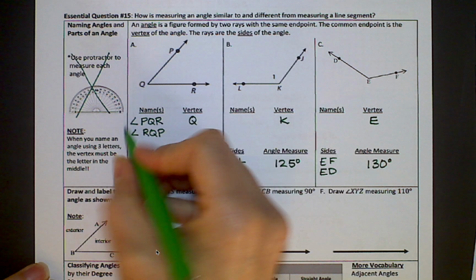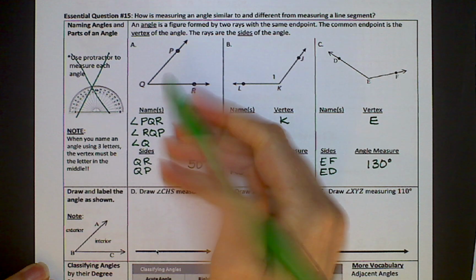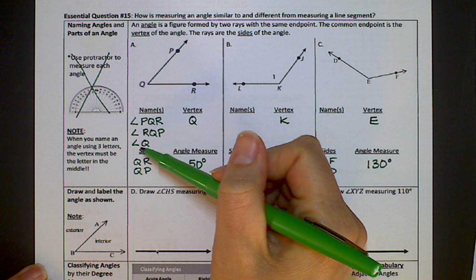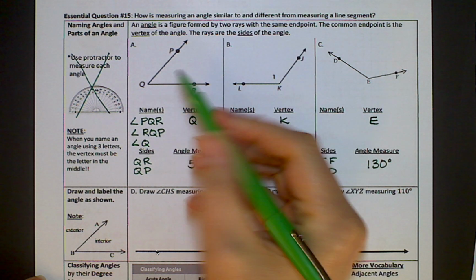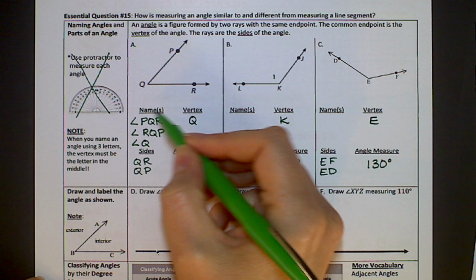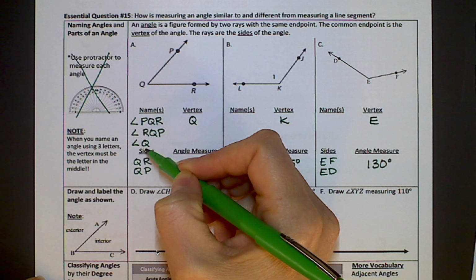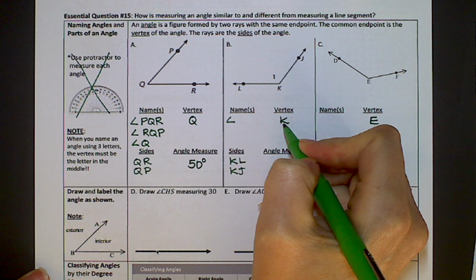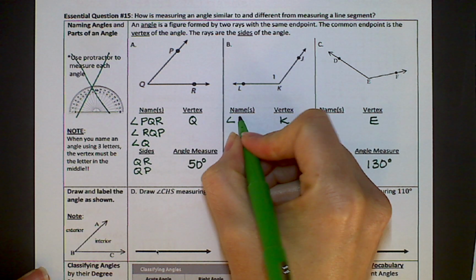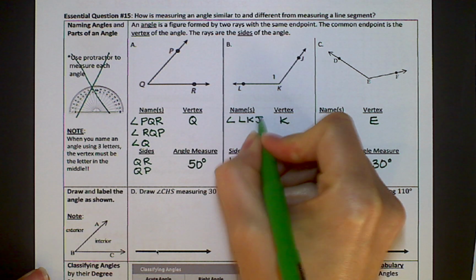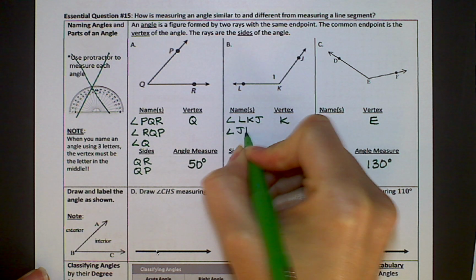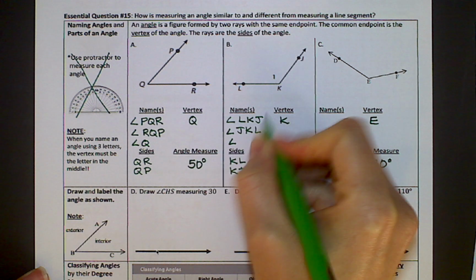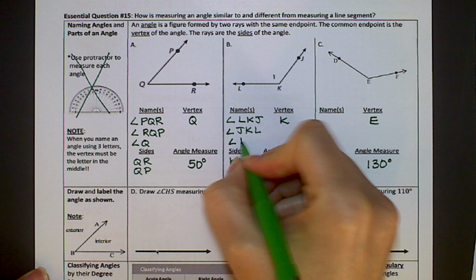Now, sometimes you're able to just label it angle Q, and that's just your vertex point. Sometimes you're not. So it just depends on what the question is asking you. Sometimes you have to have all three letters, and sometimes you can just have one. So for instance, if we labeled this one, notice that our vertex is K, so that has to be in the middle. So this would be LKJ, and then this would be JKL, or if we could just label the vertex, it'd be angle K.